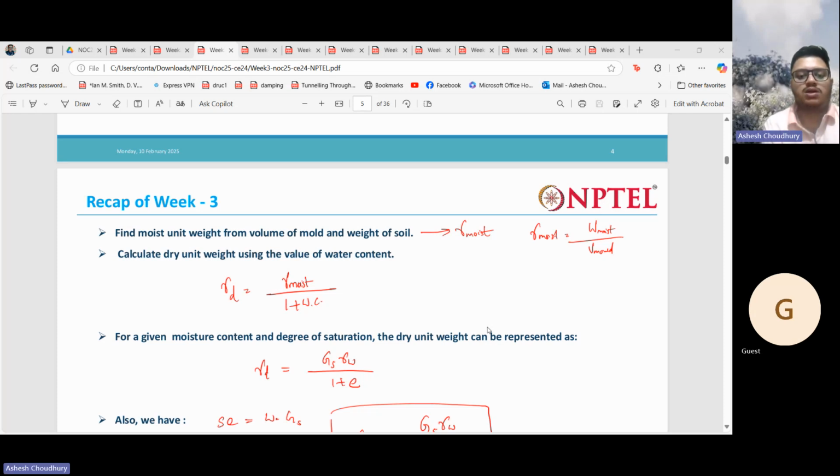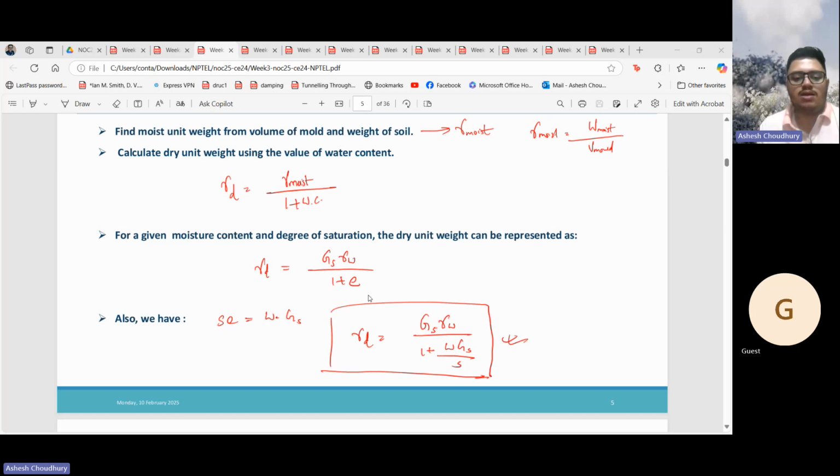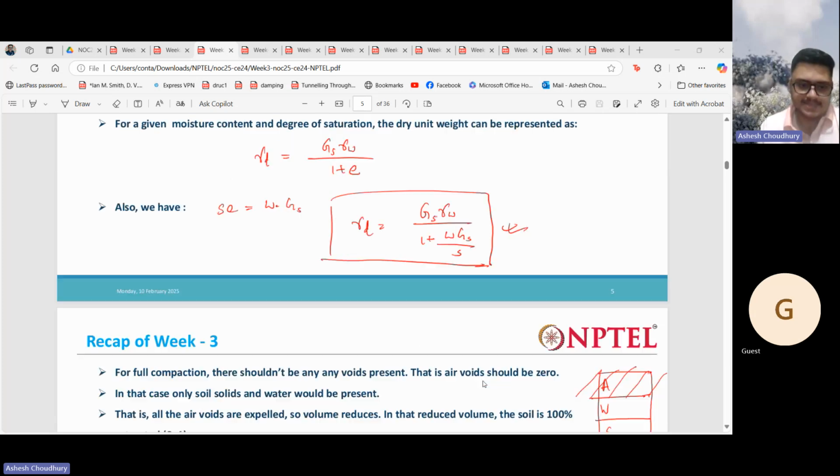For a given moisture content and degree of saturation, the dry unit weight can be represented as gamma D equal to G gamma W over 1 plus e. So you all know these expressions quite well, right? From our first class. Then also we have S e equal to W G. So gamma D can be given as G gamma W over 1 plus W G by S.